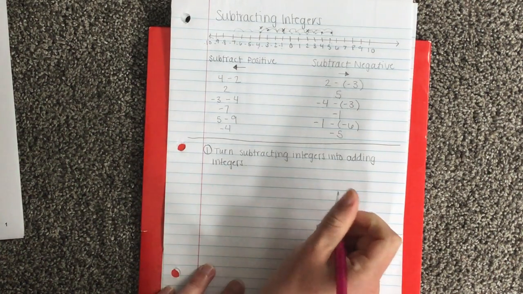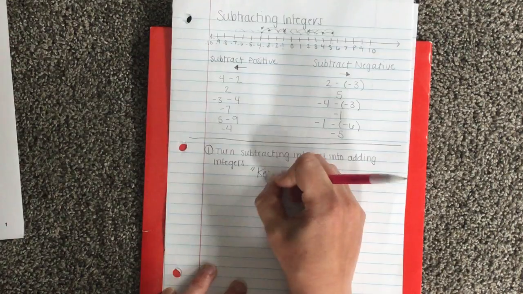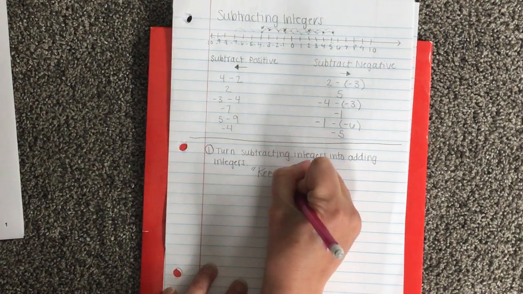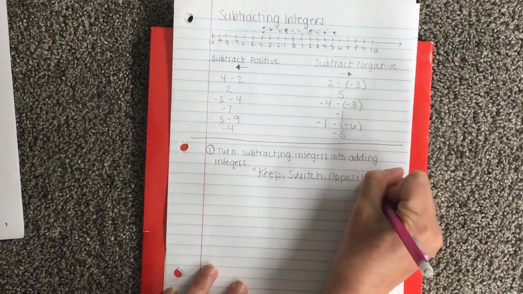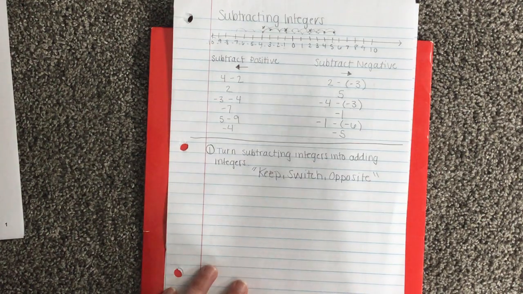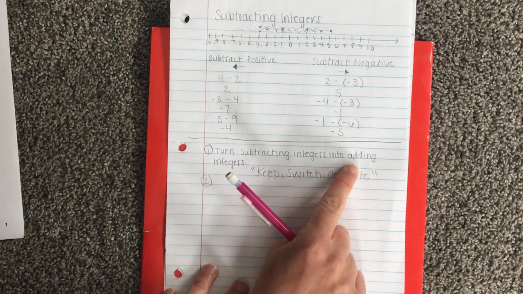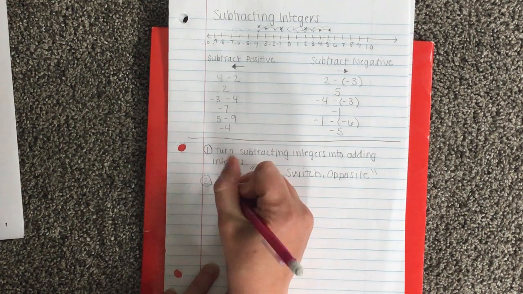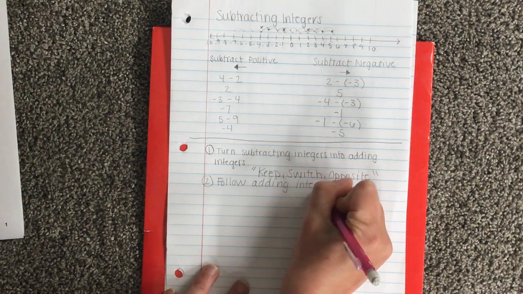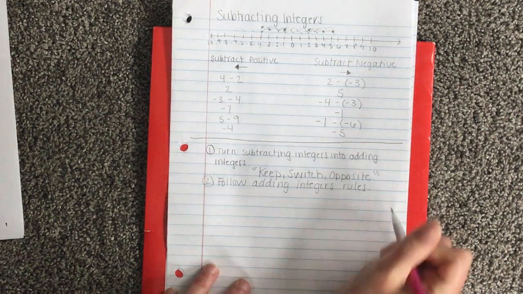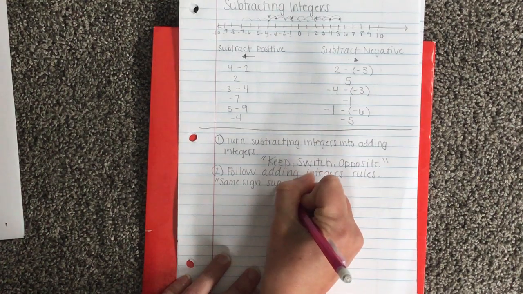And I have a phrase to do this. The phrase you're going to want to use is keep, switch, opposite. Okay, and I'll show you what to do with that in a second. But if you're turning your subtracting integers into adding integers, you're going to follow the same rules that we did with adding integers. And that's the same sign sum. Different sign difference.